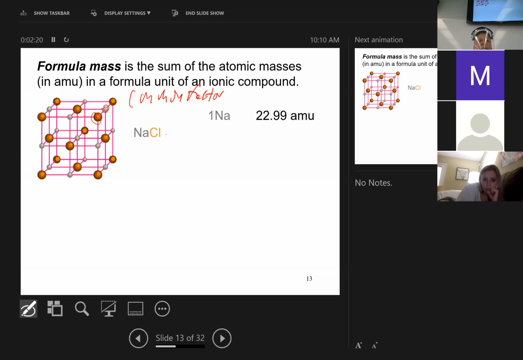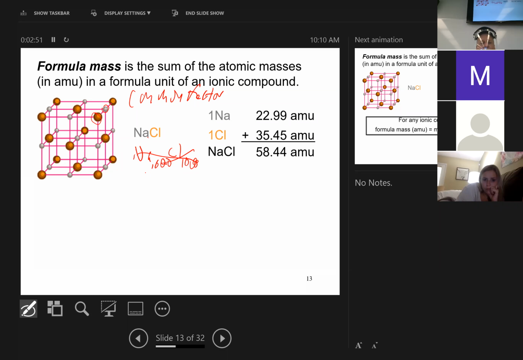But it doesn't matter if it's sodium 1,000 and chlorine 1,000, or sodium 1,000,000 and chlorine 1,000,000. The common thing is it's 1 to 1. You just divide both sides by 1,000 and you get the whole thing. So that's what formula mass is essentially. The formula mass of chlorine is 35.45 AMU. You add the two together, and that is the formula mass of this.